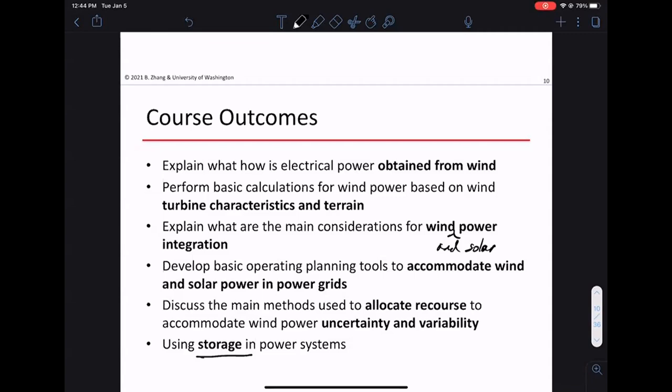Okay, to integrate 10 megawatt of wind, how much battery do we need? Right? What kind of power capacity, what kind of energy capacity? How do we think about the cost? Okay, so this is what we want to cover in the class. That's different than previous years.